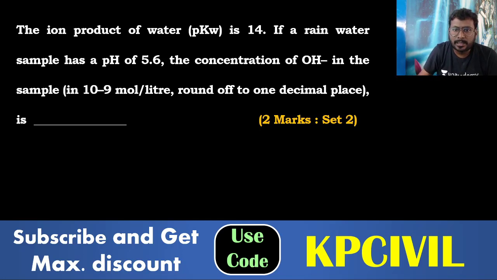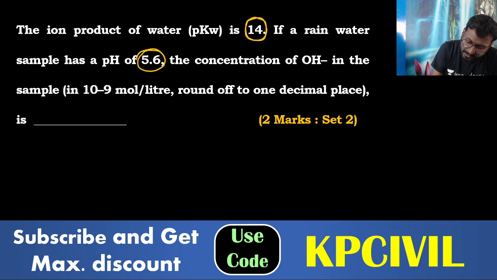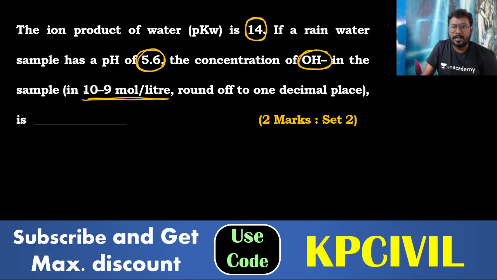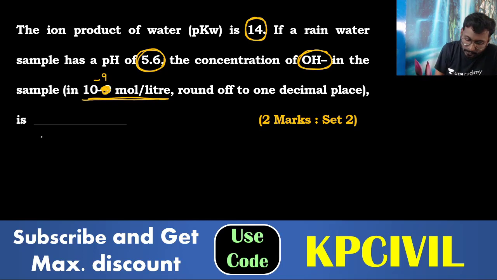The ion product of water, pKw, is 14. If a rainwater sample has a pH of 5.6, the concentration of OH minus in the sample, in terms of 10 power minus 9 mole per liter, rounded off to 1 decimal place. Okay, a very simple question.